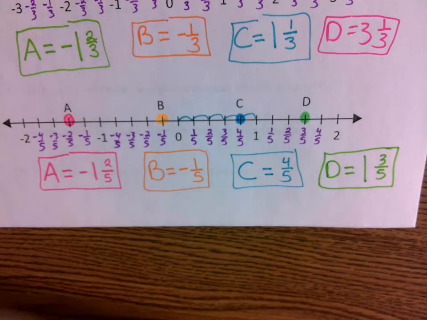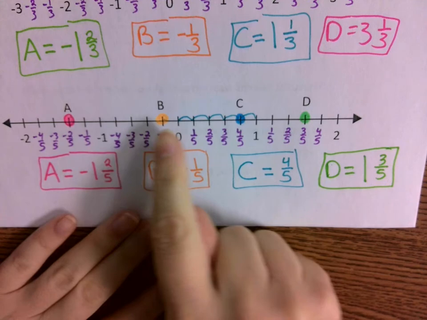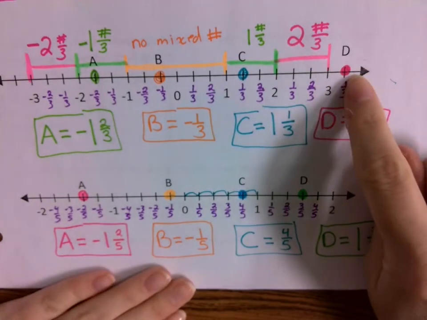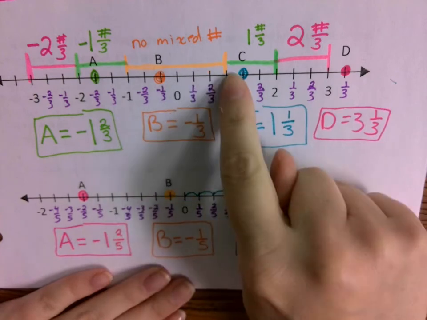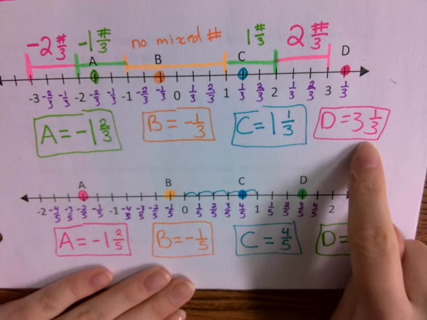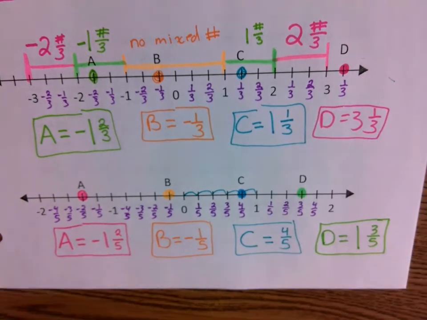You have to just look at it and go, okay, all right, I passed this point. I passed the next point. I passed that next point. Same thing that we did up here with problem D. Problem D, not only did it pass 1, it passed 2, and it passed 3. That's why our whole number was a 3. Because once it passes that point, that becomes its whole number.